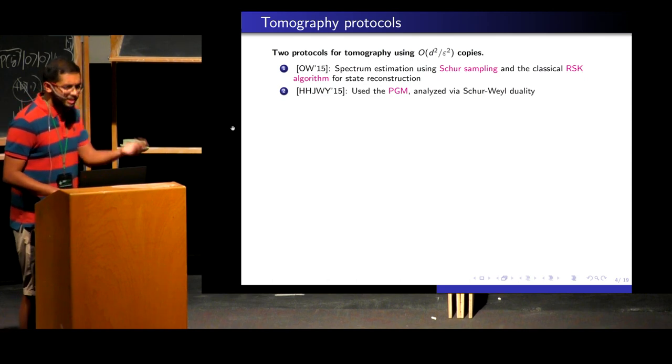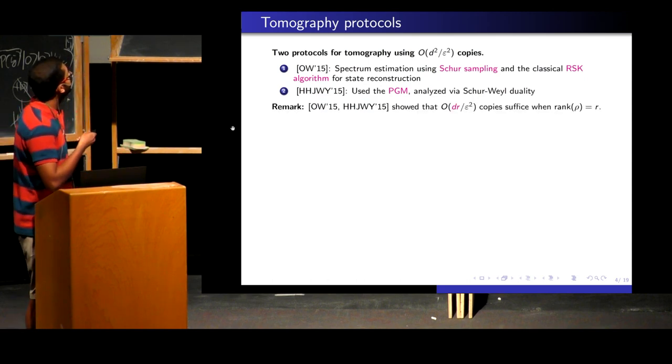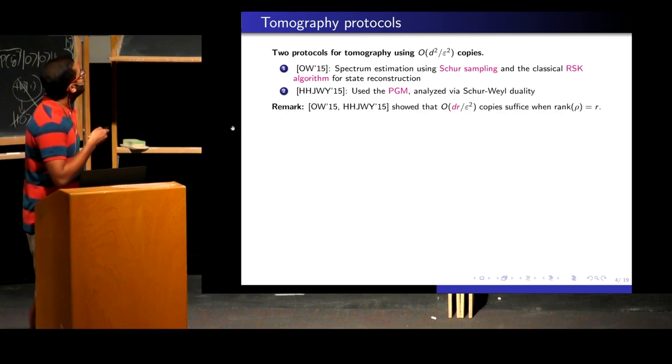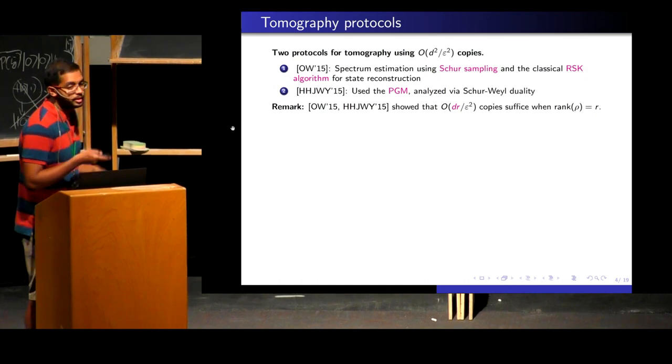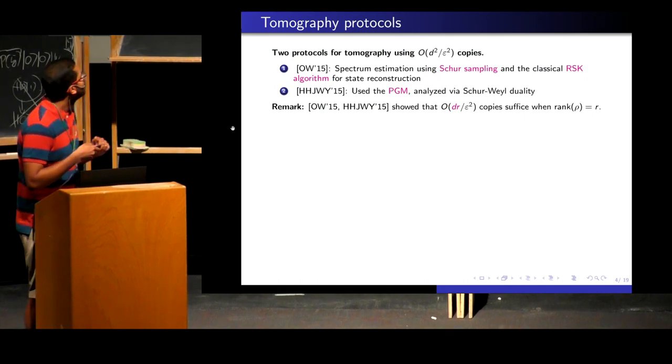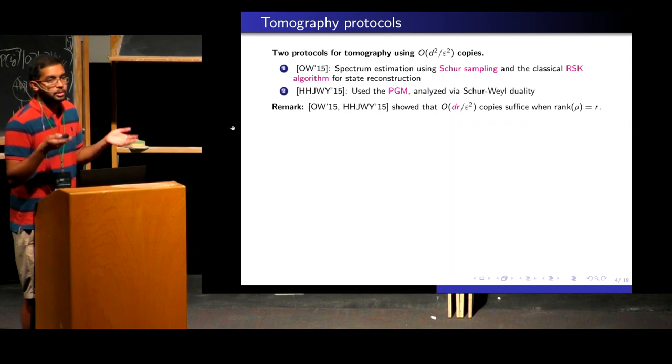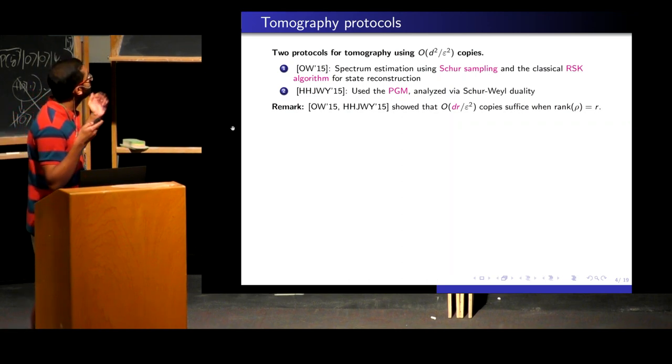And they prove something slightly stronger, actually. They prove that if your unknown state rho has rank r, then d times r over epsilon square copies suffice to learn the unknown quantum state. So in particular, if you have an arbitrary quantum state rho, it could have rank as big as d. So r is d, and that gives the d square over epsilon square.